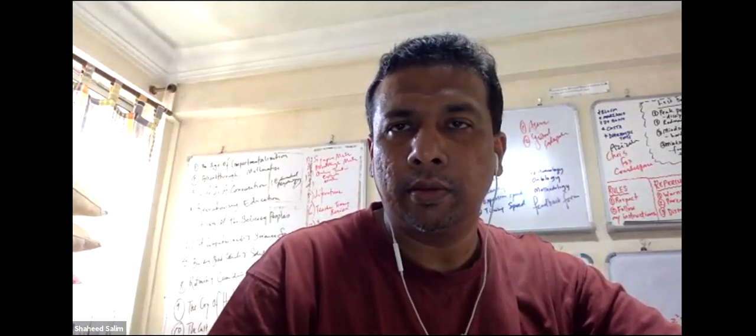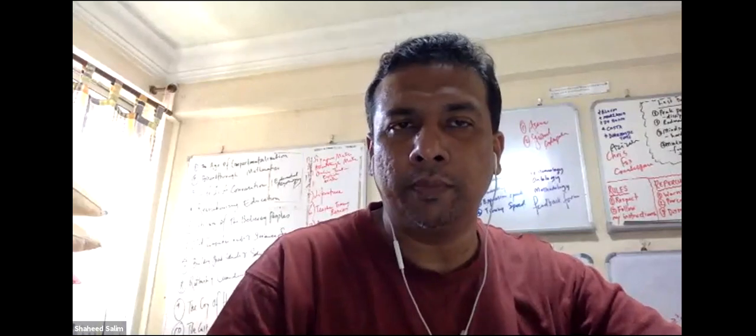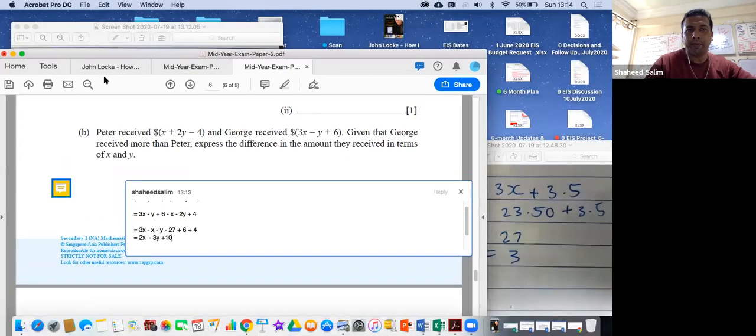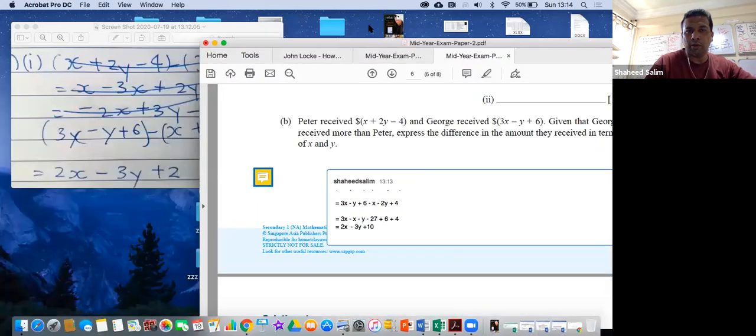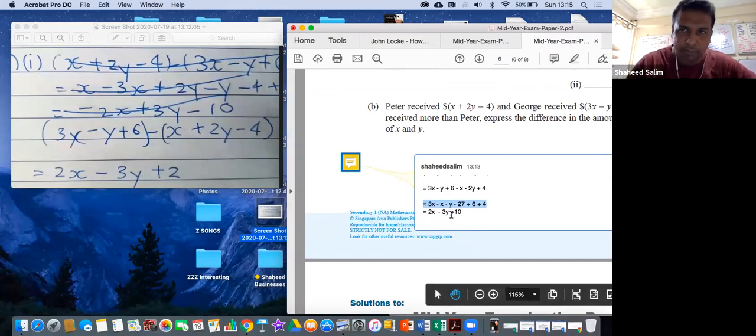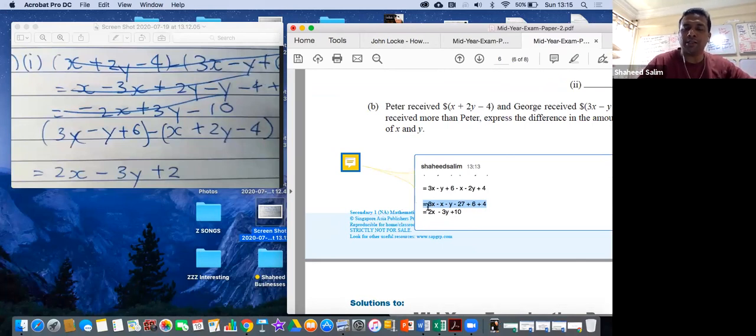Hold on, I thought I shared my screen. Now this is mine, and let us look at yours. You see, I did this extra step of removing the bracket carefully. You went straight to the answer, no problem. But for now, you are still making careless mistakes. So this extra step is important. Okay, Emma?